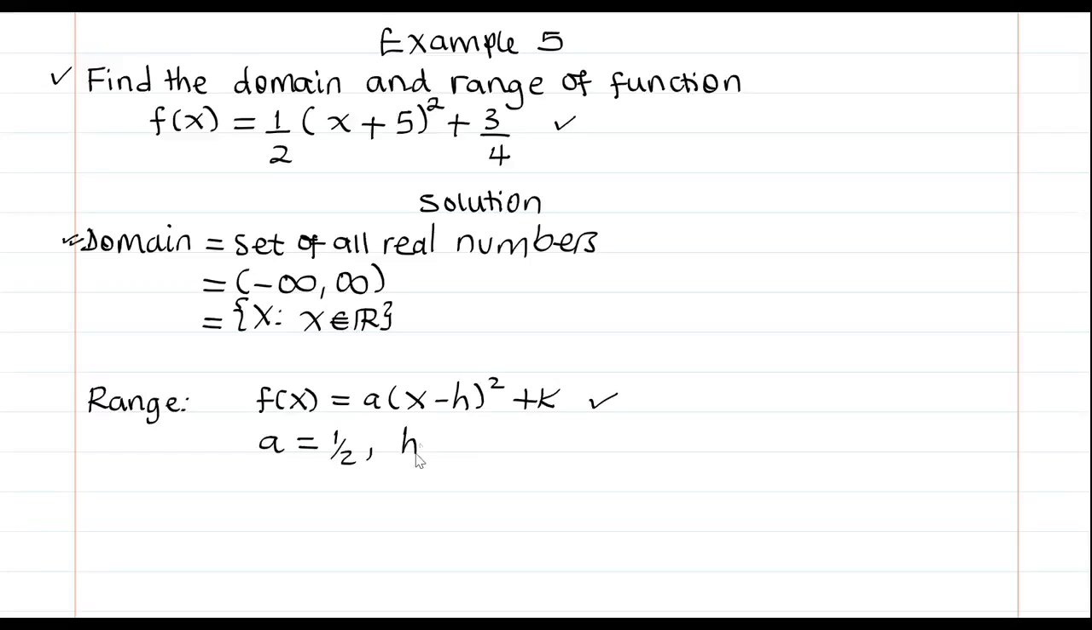Our h, since here it is a positive, it means that 5 was a negative, so h is negative 5. And finally our k is the fraction 3 over 4. Someone can convert it to decimal, but you can also keep it in fraction.